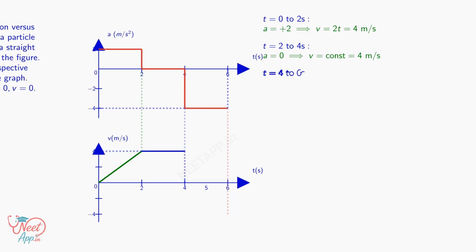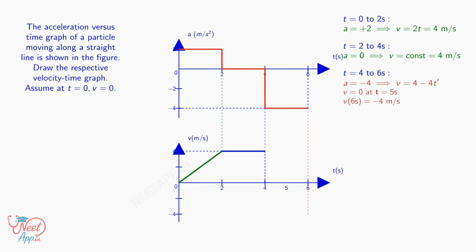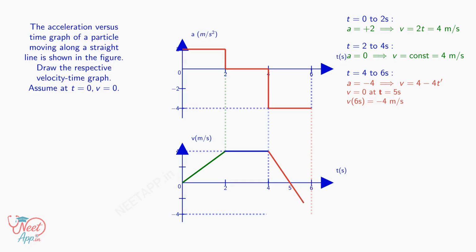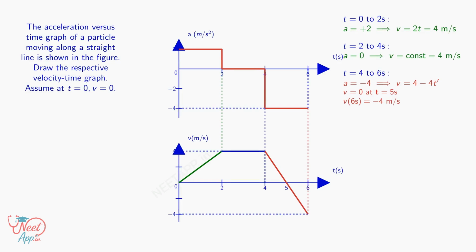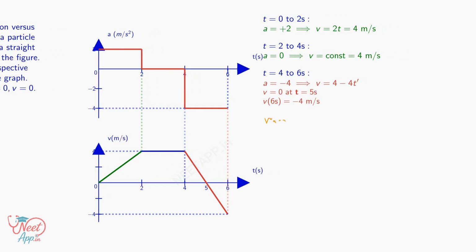Finally, phase 3, from 4 to 6 seconds. The acceleration is negative 4. This is a heavy deceleration. The velocity will drop linearly from 4, losing 8 meters per second total, bringing it down to negative 4. Notice exactly where it crosses the x-axis. Since it loses 4 meters per second every second, it hits a velocity of 0 exactly at 5 seconds.